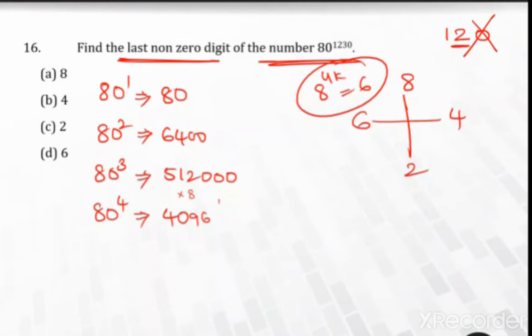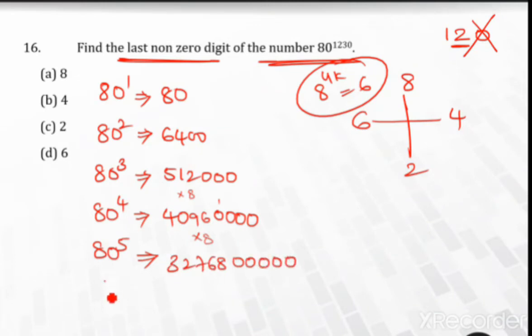4096, 8 power 4, and we have to add how many zeros? 4 zeros. Now similarly, what about 80 power 5? 8 power 5, multiply into 8, 32768, and we have to add 5 more zeros. Correct. Now if you clearly observe, if I'm eliminating zeros, what will be the unit digit here? 8, 4, 2, 6. Again the cycle will repeat: 8, 4, 2, 6.